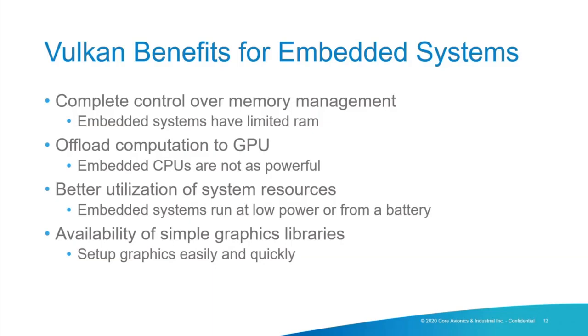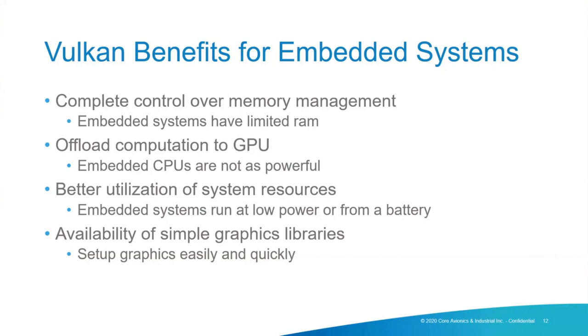Likewise, since the CPUs are not as powerful, computation can be offloaded to the GPU. This leads to better utilization of system resources. So embedded systems are usually low power devices that potentially run on a battery. And if you can make better utilization of your system resources, parts of the device can be underclocked or have their power usage reduced or go into low power sleep modes, which means that they won't be running at peak power for the entire operation. And this leads to better battery life or running a cooler system, which is a requirement for a lot of embedded systems.